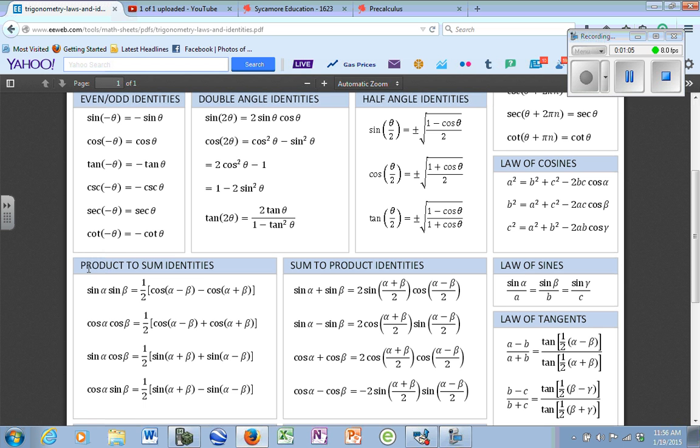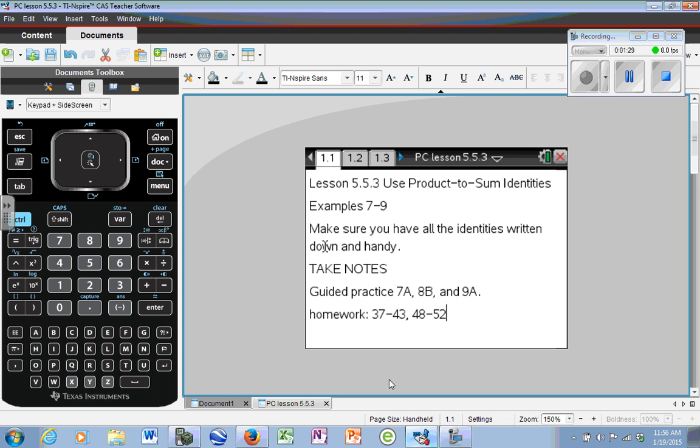And today we're going to be looking at product to sum and sum to products. Look at those things. Aren't they ugly? But as long as we can identify two different angles, then we just plug them into this little formula and do a little bit of subtraction and addition. And we'll get to answers pretty quickly. These are not seriously complicated. You just have to do it one step at a time. And hopefully I'll show you that. This should be a short video.